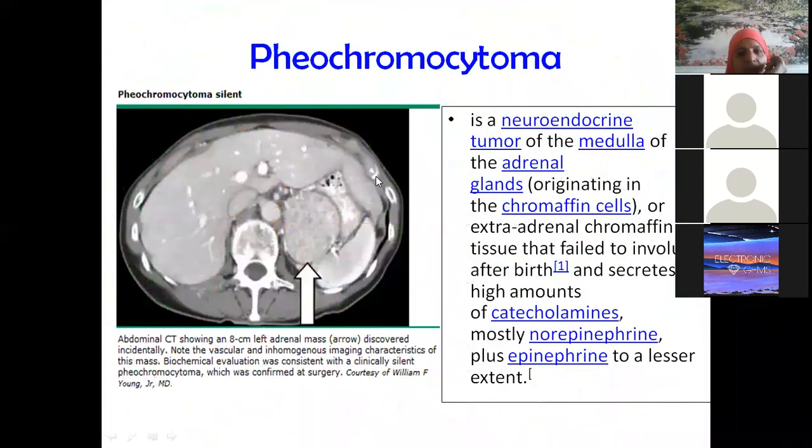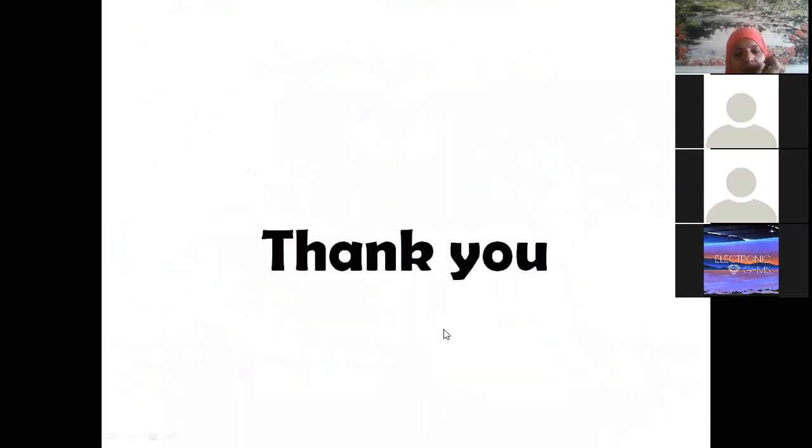There is a tumor of the adrenal medulla which is called pheochromocytoma. Obviously, if the adrenal medulla is developing more, multiplying more, it will produce more hormones. That is, epinephrine and norepinephrine levels will shoot up. It may also lead to hypertension again. So that's it for today.